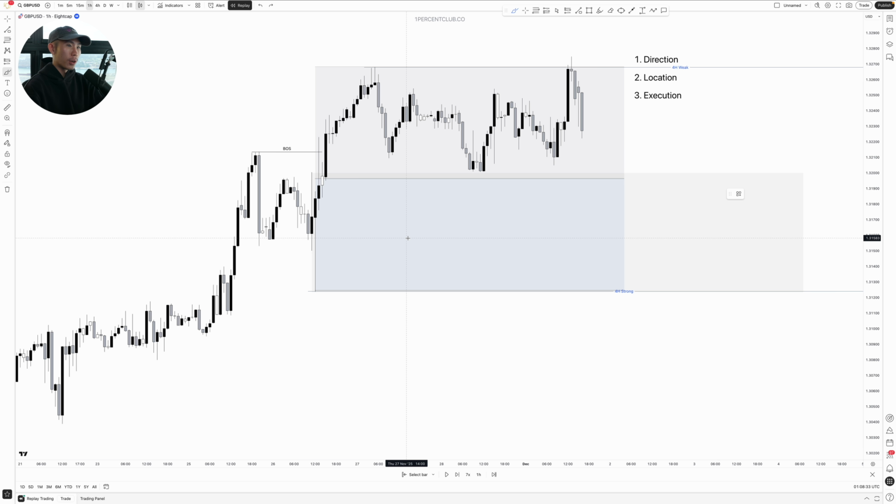All right, so that's pretty much the second step, right? The reason why we want to look for the best location is because we don't want to enter in the middle of nowhere, because when we try to enter in the middle of nowhere, we tend to get trades which give us a very bad risk to reward ratio, right? So that's not a good opportunity that you should be capitalizing on.